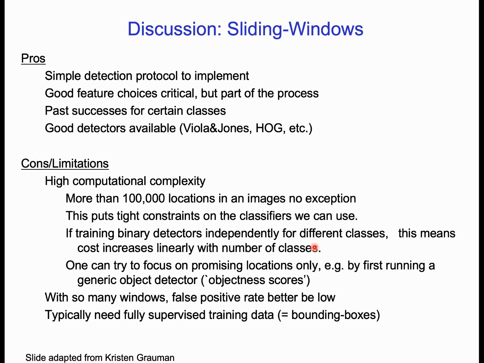One can actually try, for example, a generic object detector, in the sense that I don't necessarily detect a specific object like a face, but any object, and then run more specific object detectors only in those regions to maybe reduce the cost. But the idea is, with so many windows, the false positive rate has to be low, and the sliding window approach typically needs fully supervised training data. That basically means that there are lots of images and bounding boxes that identify the objects of interest in the images.